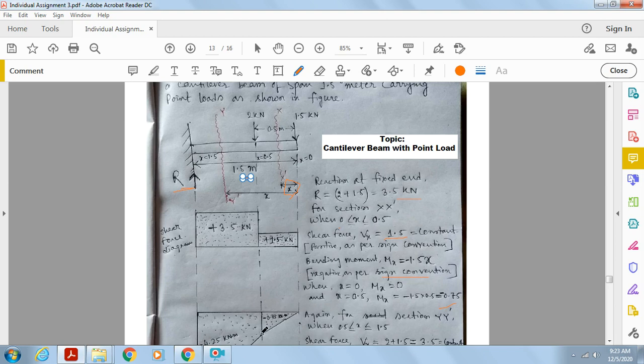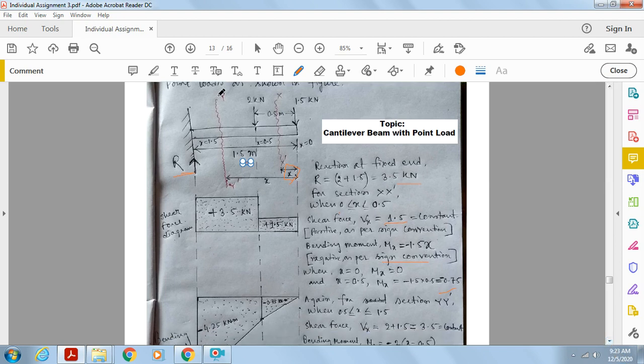Similarly, the corresponding bending moments I have also plotted. Now consider another sectional axis, that is y dash, which is also at a distance x from the right hand part. So when y dash is at a distance x equal to 0.5 to 1.5, Vx will be, considering only the right side part of the sectional axis, 2 plus 1.5, so that is 3.5, which is also constant.